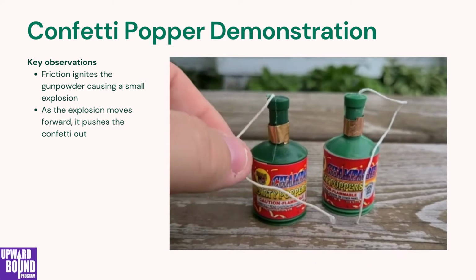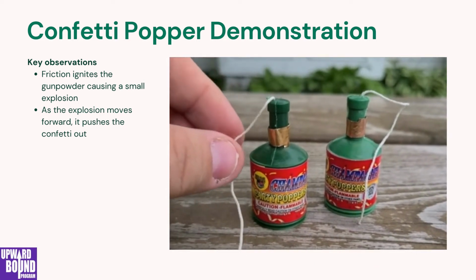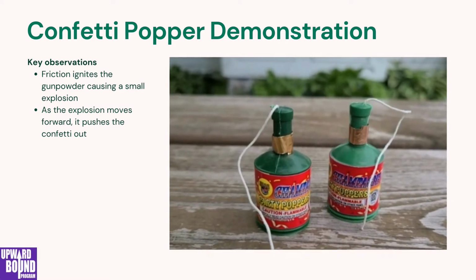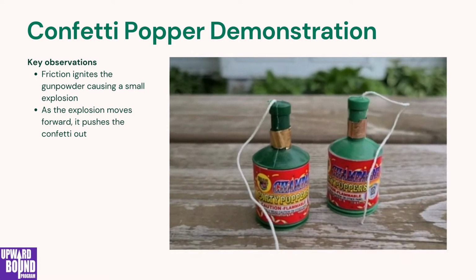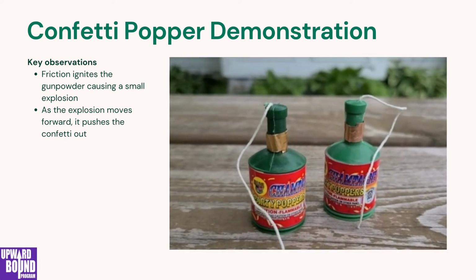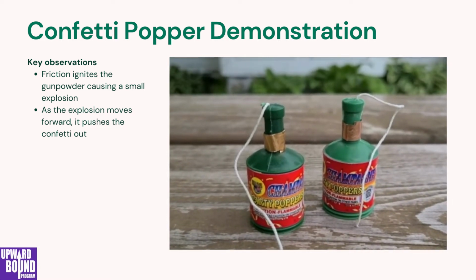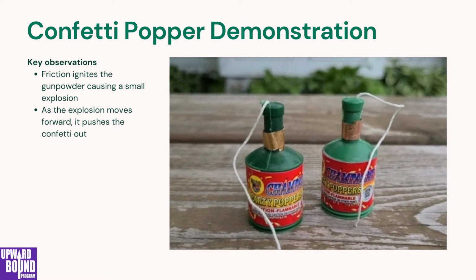And when this cotton string is pulled, it produces enough friction to ignite the gunpowder, which then causes a chemical reaction and combustion, which causes a little explosion. And here we'll be able to see Newton's law that every action has an equal and opposite reaction. That's what we'll see there.